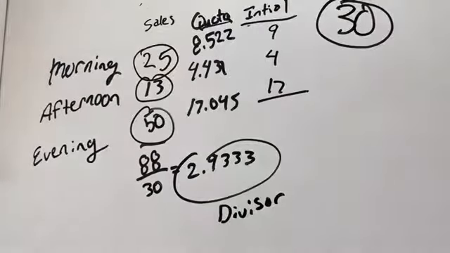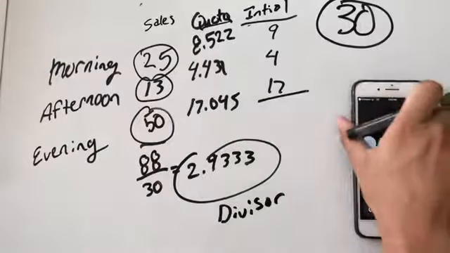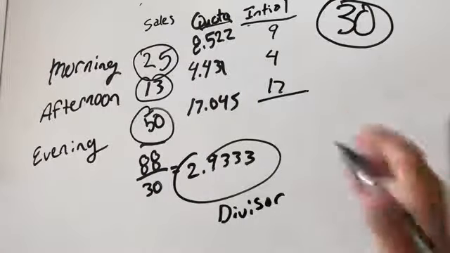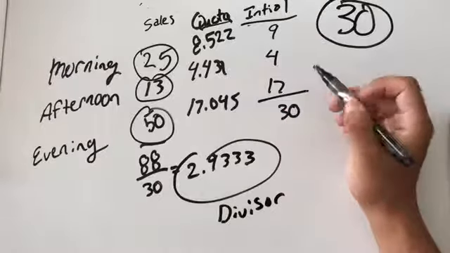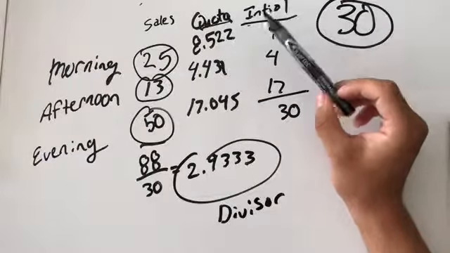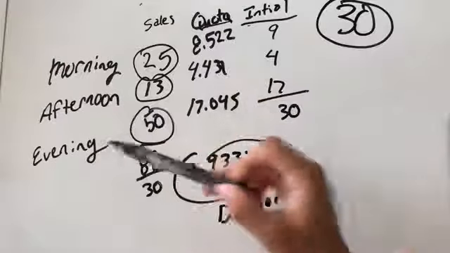So let's do it. So we get our calculator, and we add 9 plus 4 plus 17. And we get the number 30. So the initial quota is apportionate to the number of sales per shift.